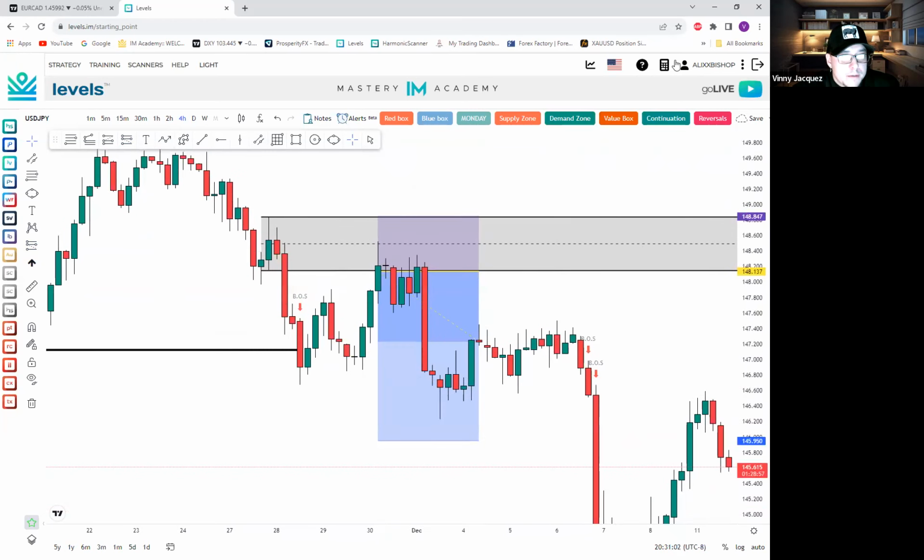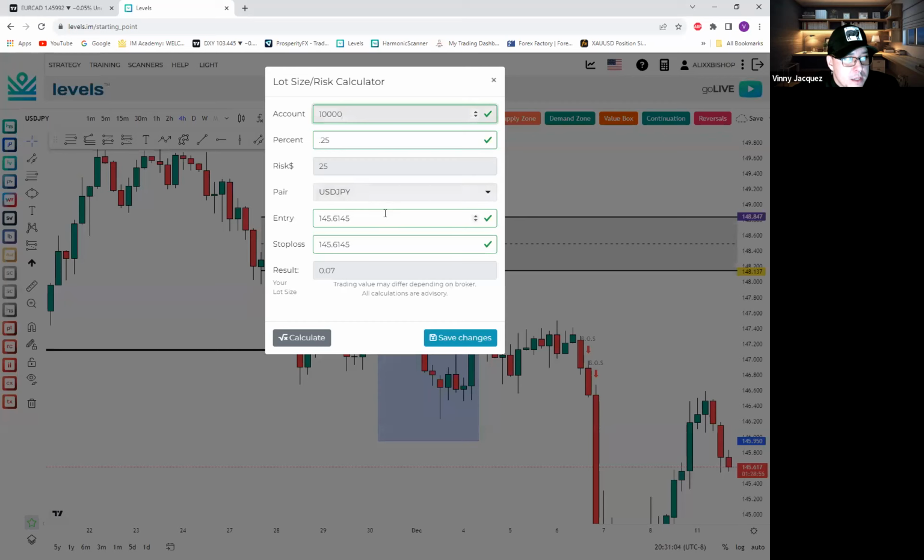And let's calculate risk. 10K, USD JPY. Yeah, it definitely gets confusing. I used to do the same thing, trust me. Everything that y'all do, I used to do too. You know what I mean? Trust me, it's what we do.